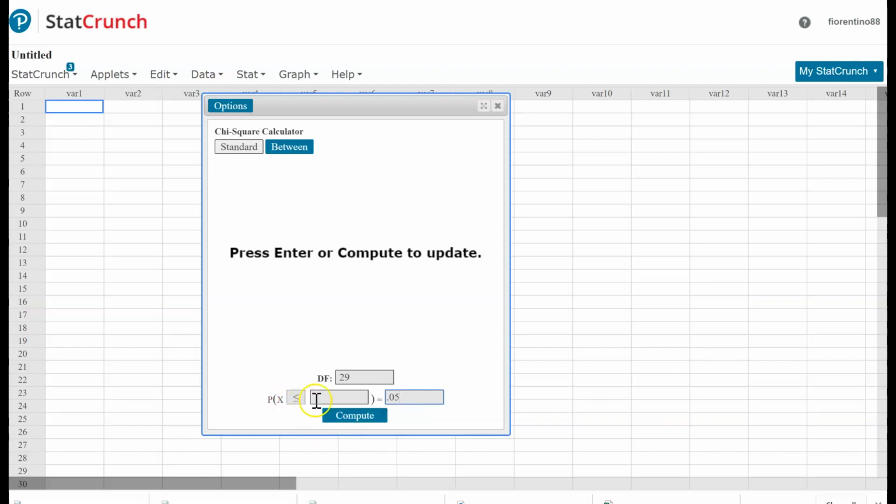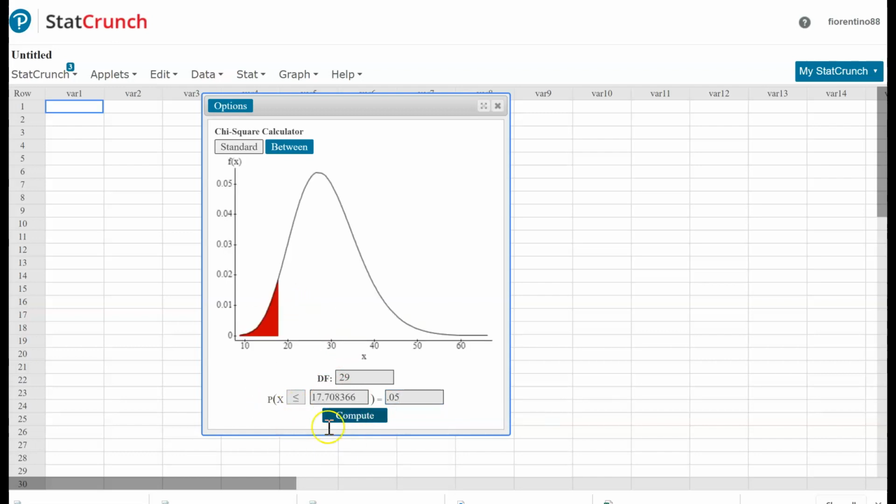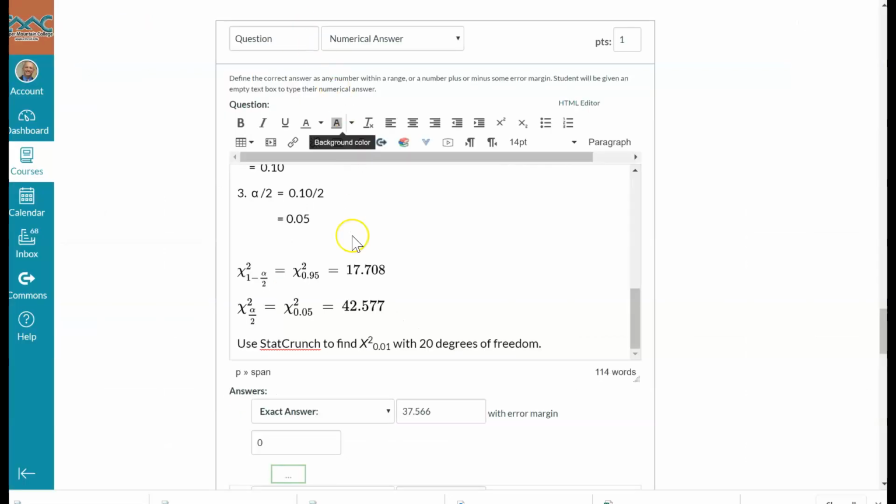So x is less than, this is going to give us our critical value on the left. So I'm going to go ahead and compute that. And then what you see here is that it's saying that 95% of this data is to the right, 5% is to the left. So that gives us a critical value of 17.708. So let's take a look at our result here. The chi-square of 95% of the data to the right and 5% to the left gives us our critical value on the left, which is 17.708.